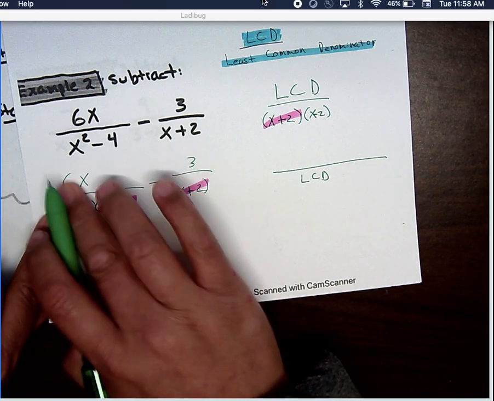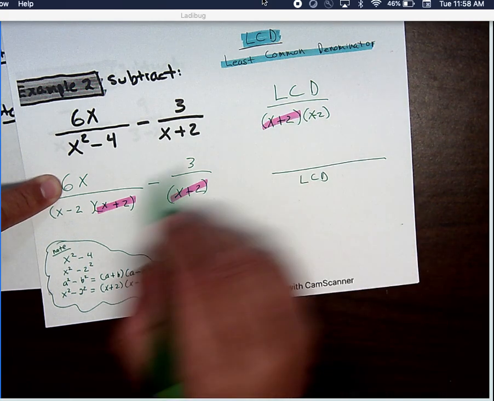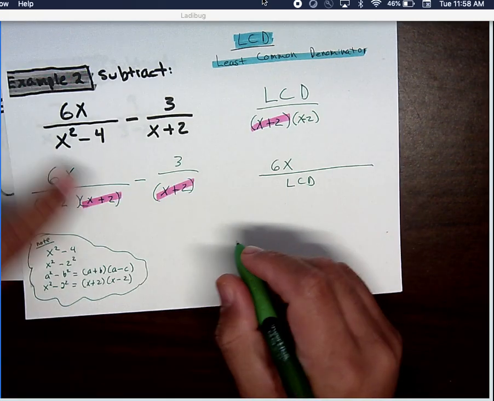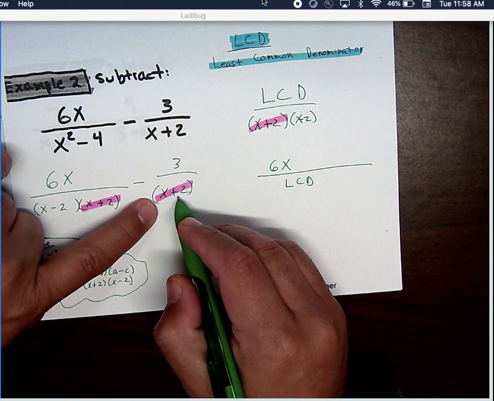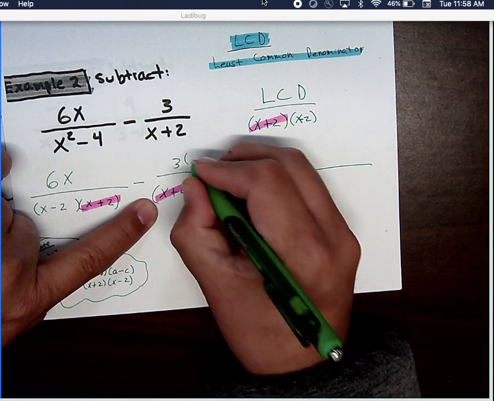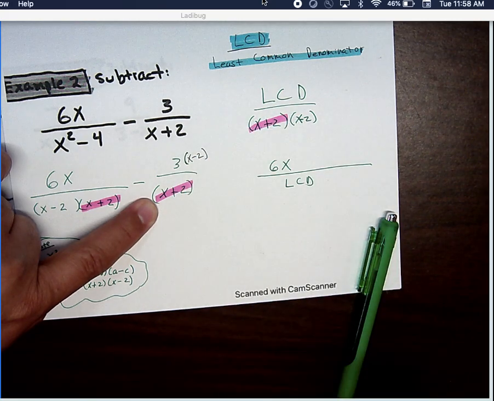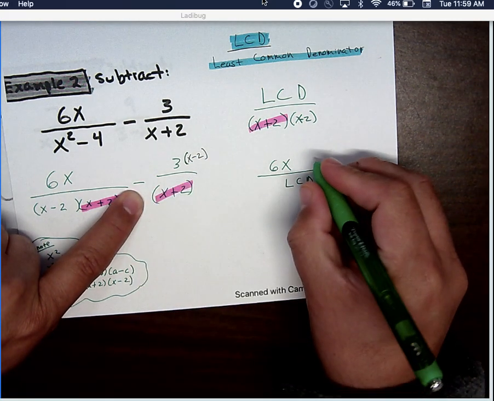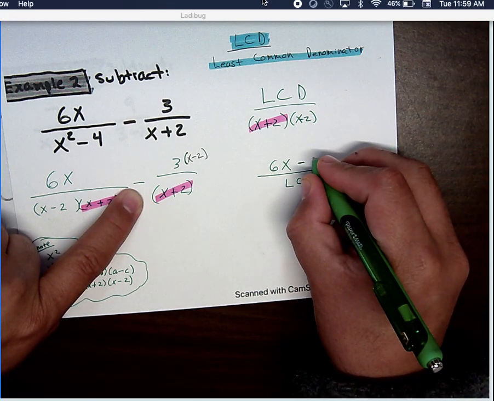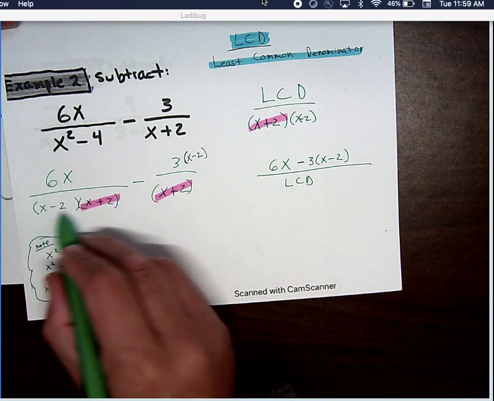Now let's look at this numerator. What is missing? This is the LCD. Is it missing something? No. So that one stays the same. Look at this numerator. Look at the denominator. What's missing from the LCD? It's missing the x minus 2. So we're gonna multiply by x minus 2 these parts. So we have minus 3 times x minus 2. So we're multiplying that, we didn't need anything.